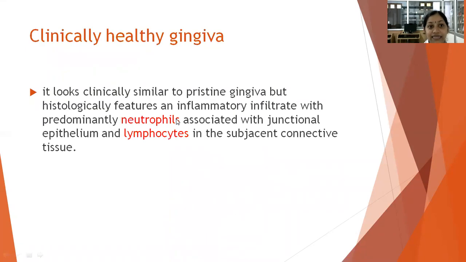Now, what is a clinically healthy gingiva? What is the difference between pristine gingiva and clinically healthy gingiva? Well, here we said that in pristine gingiva, under histological section, there is absence of inflammatory cells. Whereas clinically healthy gingiva is also clinically similar to pristine gingiva, but the difference is in the histological features: we can see there is presence of inflammatory infiltrate with predominant neutrophils associated with the junctional epithelium and lymphocytes in the subjacent connective tissue.